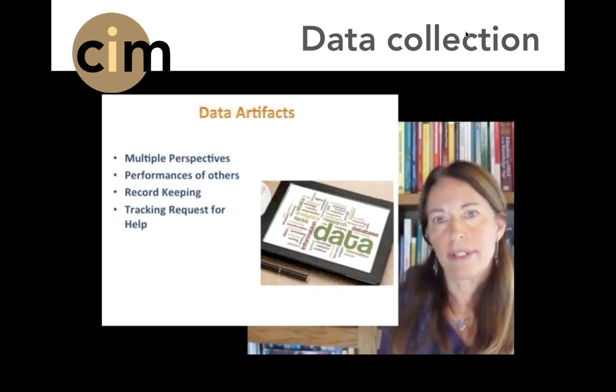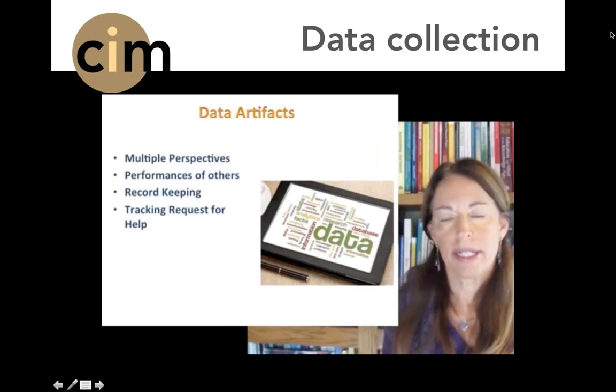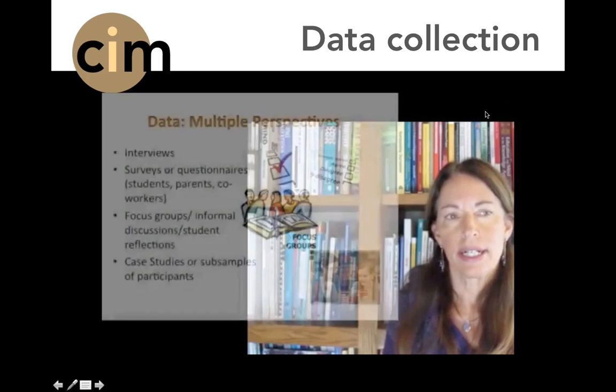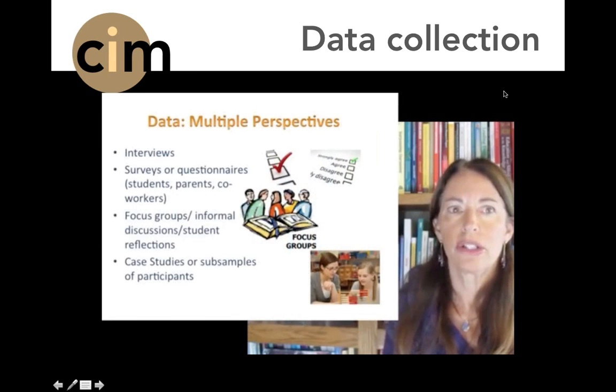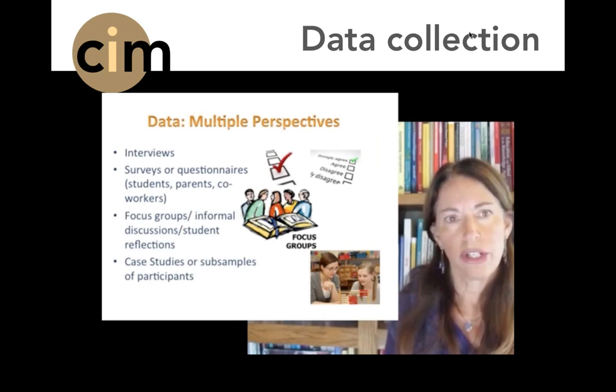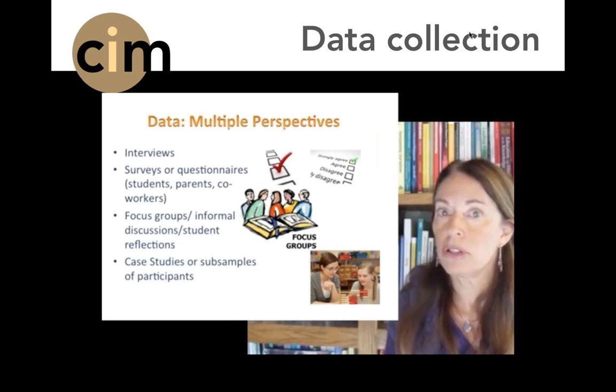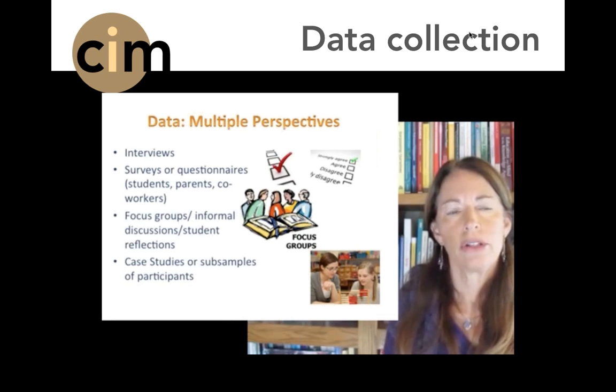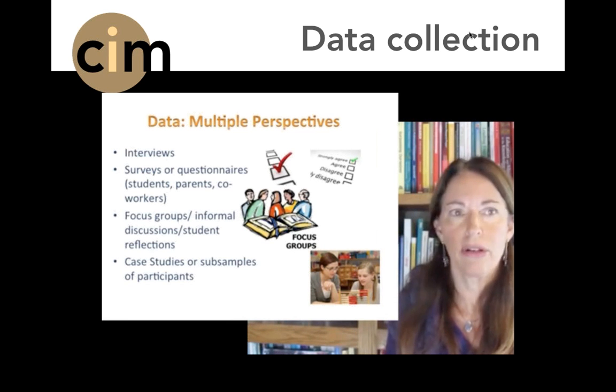Well, the first thing you're going to have to decide on is, what data am I going to collect? You can collect what people think, say, or feel about what happened by using interviews or questionnaires or surveys. Focus groups can be effective. Those are all different ways of getting at people's perspective in the setting, and those are commonly used in action research.